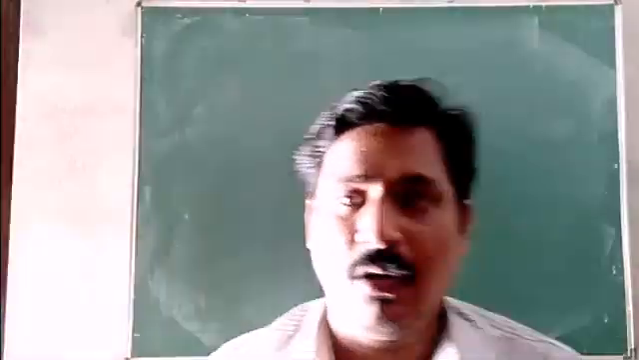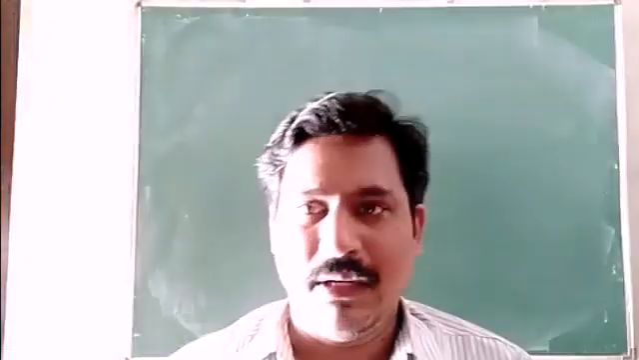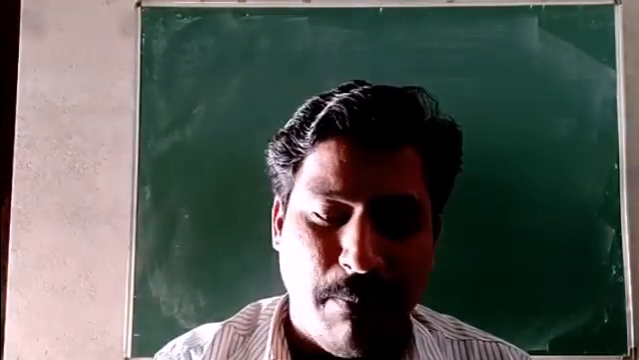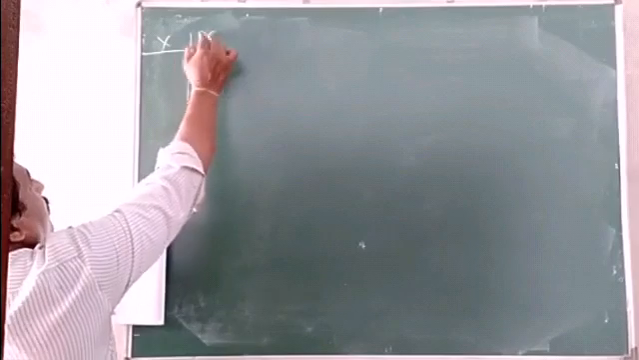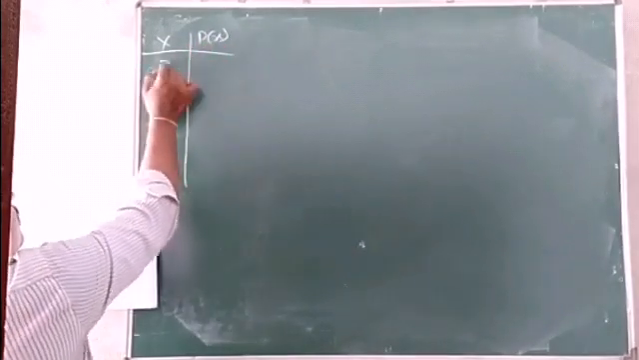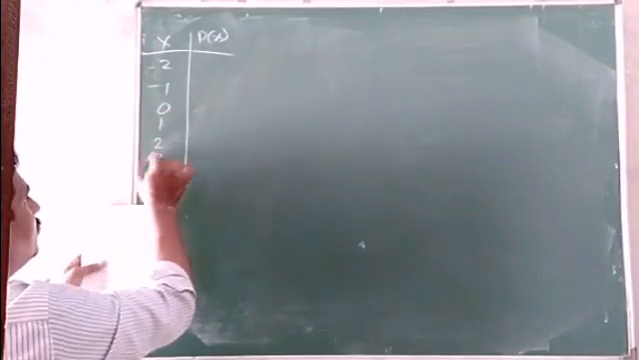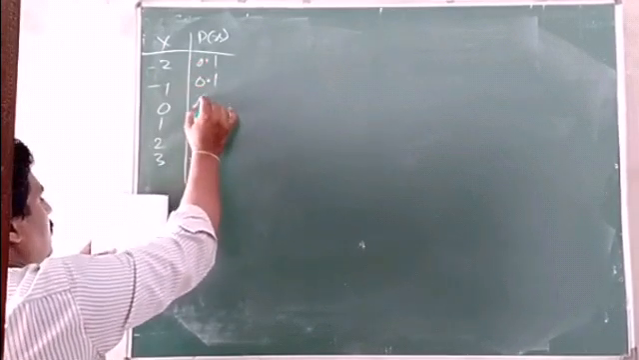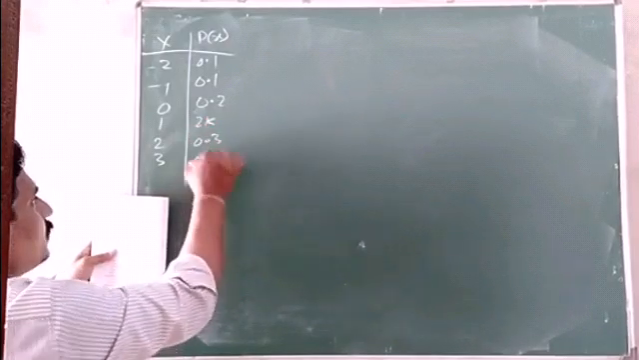Here, one problem on missing probability. A random variable x has the following probability distribution. Find the value of k and calculate mean and variance of x. The given distribution is x, p of x. X takes -2, -1, 0, 1, 2, 3, and p of x takes 0.1, 0.1, 0.2, 2k, 0.3, and 0.1.